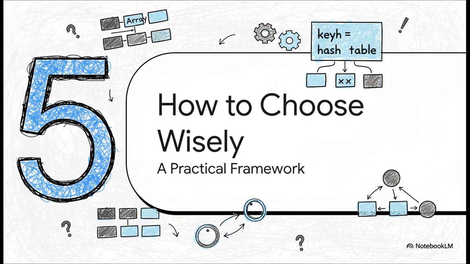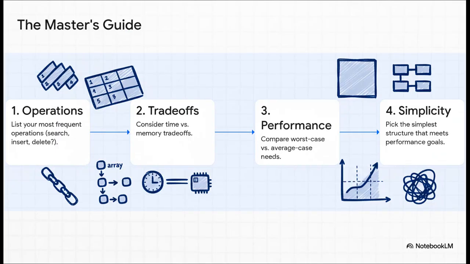Okay, we've officially filled up our programming toolkit. We've got arrays, lists, trees, hash tables, graphs, the whole shebang. Now for the million-dollar question. How do you pick the right one? Let's break down a simple way to think about it. It really comes down to asking yourself 4 questions. First, what am I going to be doing the most? Searching, inserting, deleting? Be honest about it.